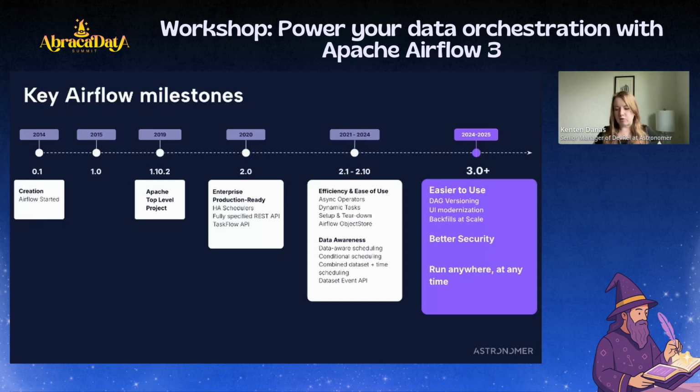But again, with the rise of MLOps and LLM ops and Gen AI use cases, there was a recognized need to make some bigger changes to Airflow that prompted a new major version. So Airflow 3.0 was just released in April of this year. It is the biggest release in Airflow's history. I'm going to talk today about some of the themes of this release and some of the features. And then, of course, we're going to cover some of the features in the workshop.